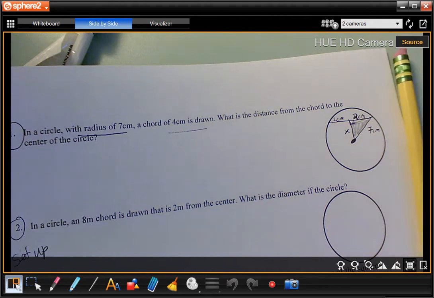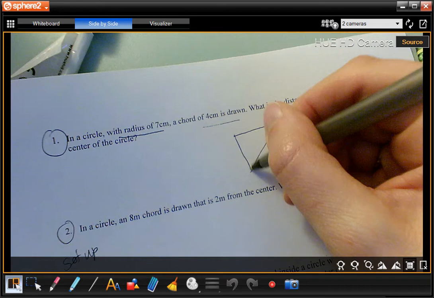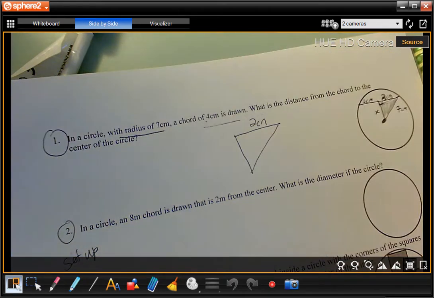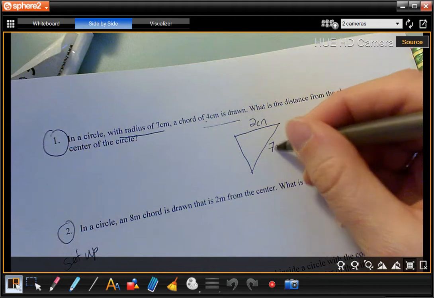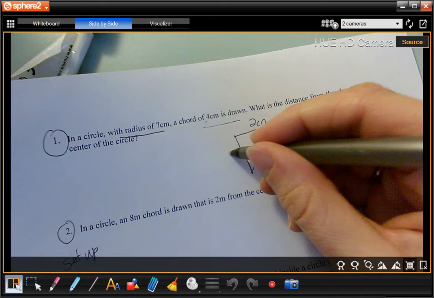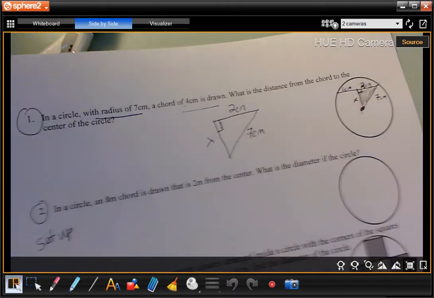That is a right triangle, so I'm going to just draw that triangle bigger. I know this side is 2 centimeters. It's half of my chord, which was 4. I know my radius is 7 centimeters. I can draw that radius anywhere that I want as long as it goes from the middle to the outside. Okay? And then I want to know the distance to the center, x, of my right triangle. So now I'm going to use the Pythagorean theorem to do this.